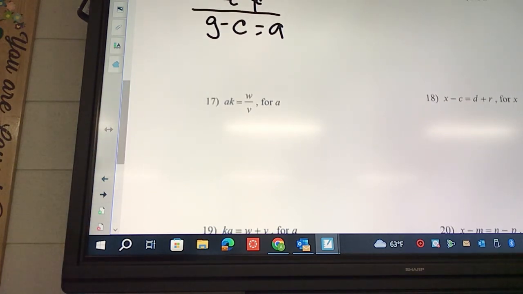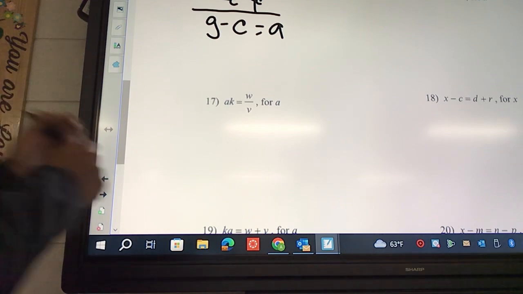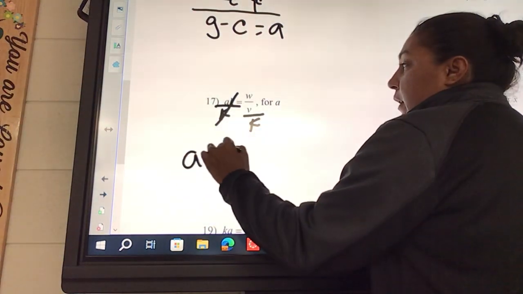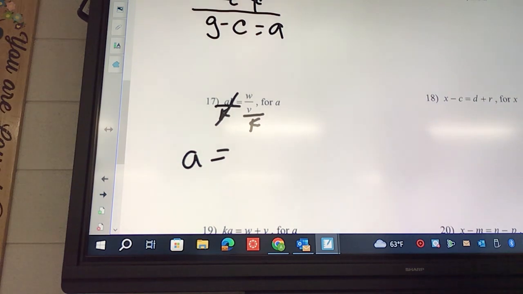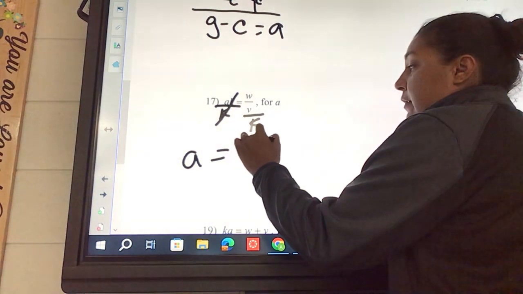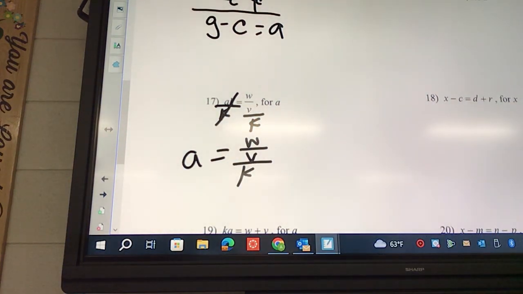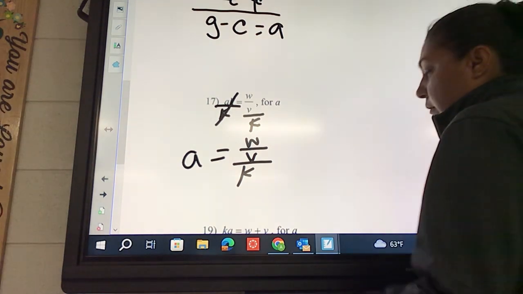Okay, 17, what does it say to solve for? A. What is by a that needs to be moved? K. What does it mean when the a and k are right next to each other like that? It means multiplication, so we need to do what? Divide. So we're going to say divide by k, divide by k. I will accept this for now, but I am going to show you the full version. What really happens is the k is k over 1, and then it's going to flip and be on the top, which is complex for today.